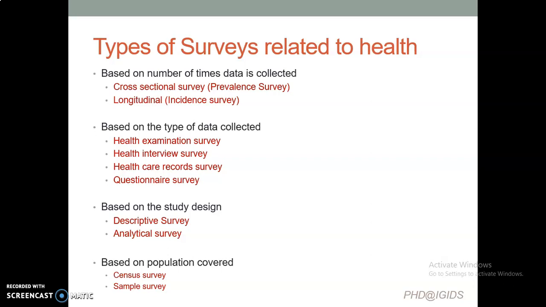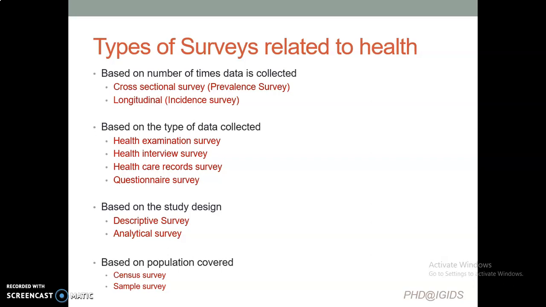Whereas if you are doing the survey on a selected sample, it is known as a sample survey. Almost all the surveys that are done are on samples except for the census. Okay, the census is not always practical. So in a census you don't have a sampling, you cover the entire population. Whereas if you are doing a study on a representative population called a sample, it is known as a sample survey. So these are the four different ways in which you classify surveys related to health.